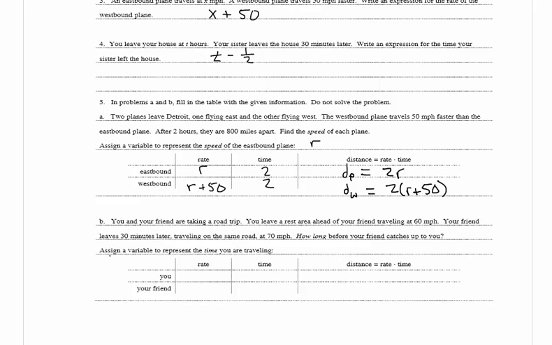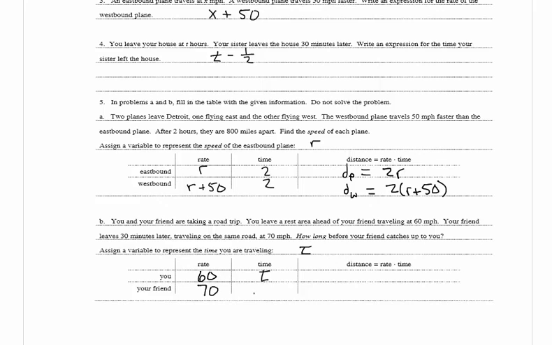The first thing we want to do is assign a variable to represent the time you are traveling. So we're going to have t for time, and we're going to put t in for your time in our chart. Then they tell us that you are traveling at 60 miles per hour and your friend is traveling at 70 miles per hour.